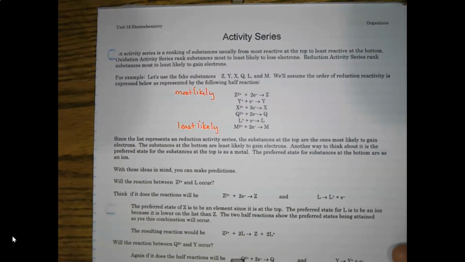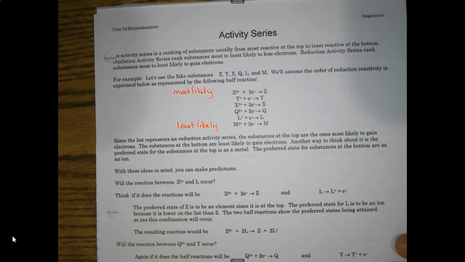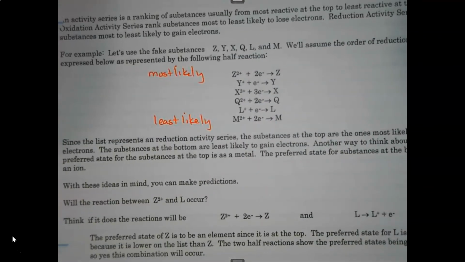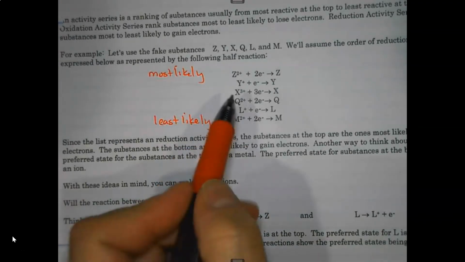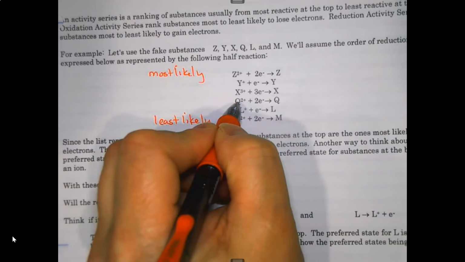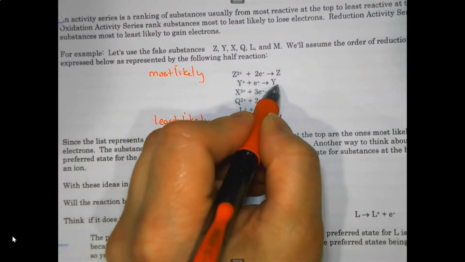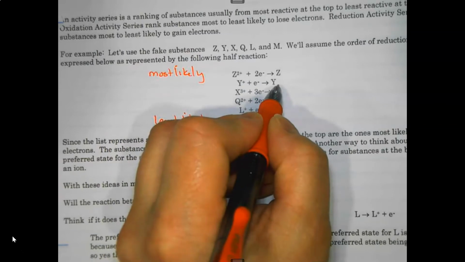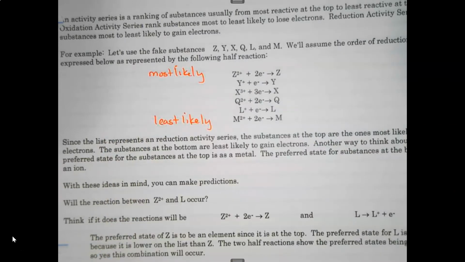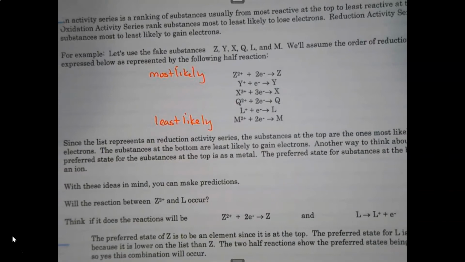And if you remember, the way that you look at an activity series is you simply consider where the two substances are with respect to each other. I'm going to zoom in a little bit on this. So if I want to compare Y and Q, for example, Y is the one that wants to be the metal more than Q because Y is at the top. That's the only thing you have to remember. So which one wants to be the metal more? If it's the substance at the top, that's it. That's the important thing to remember.